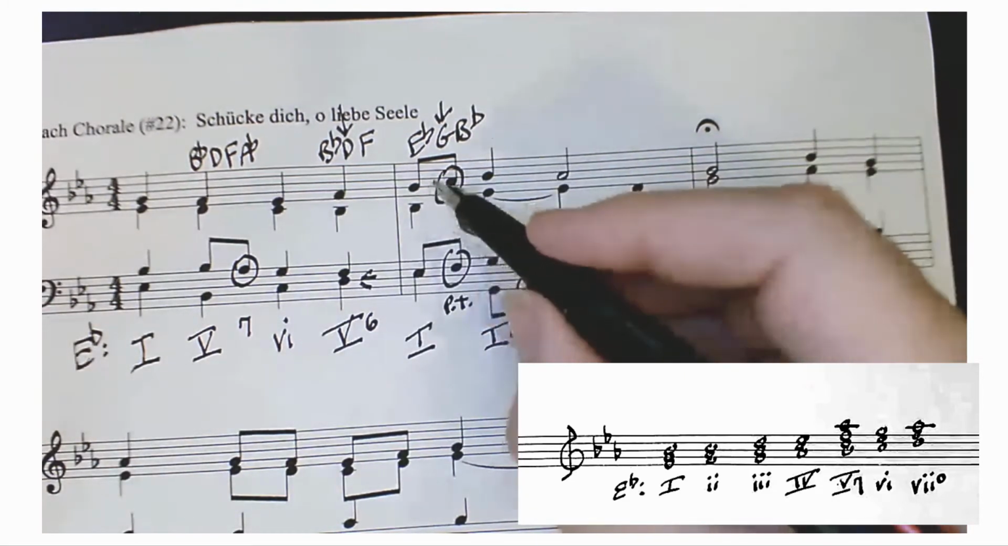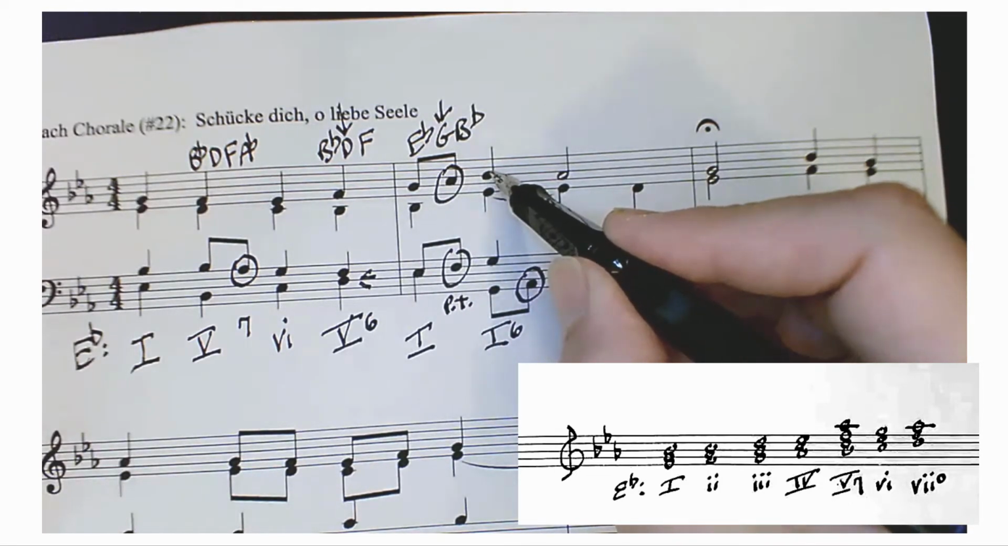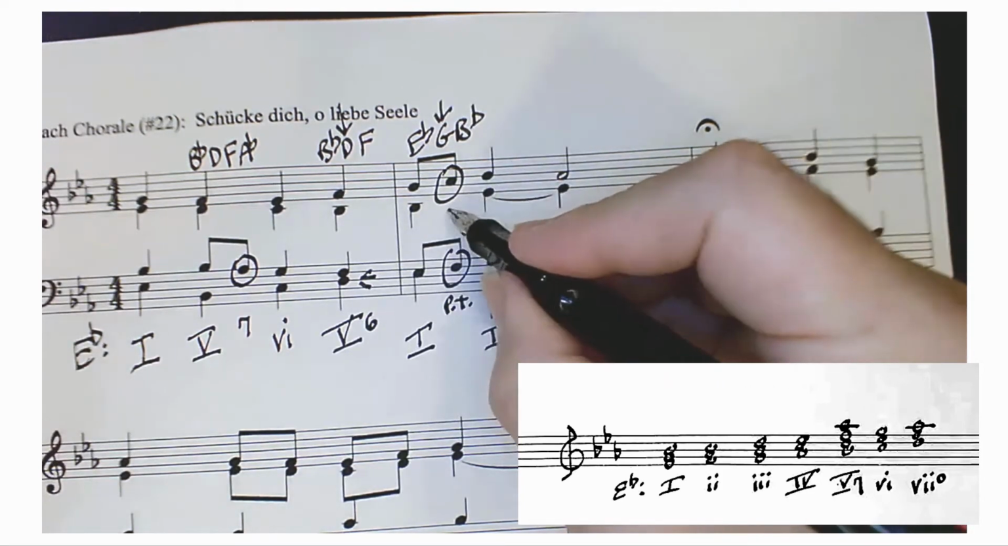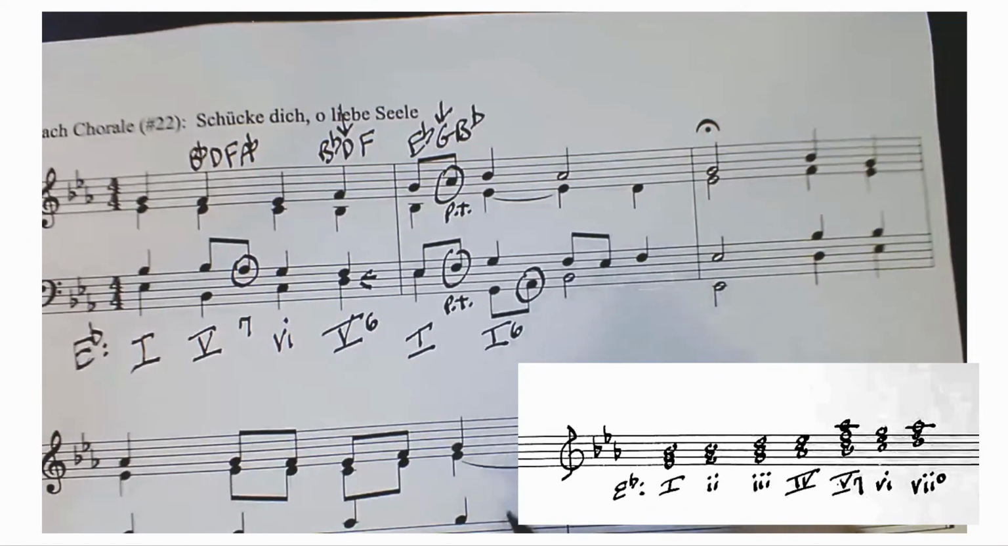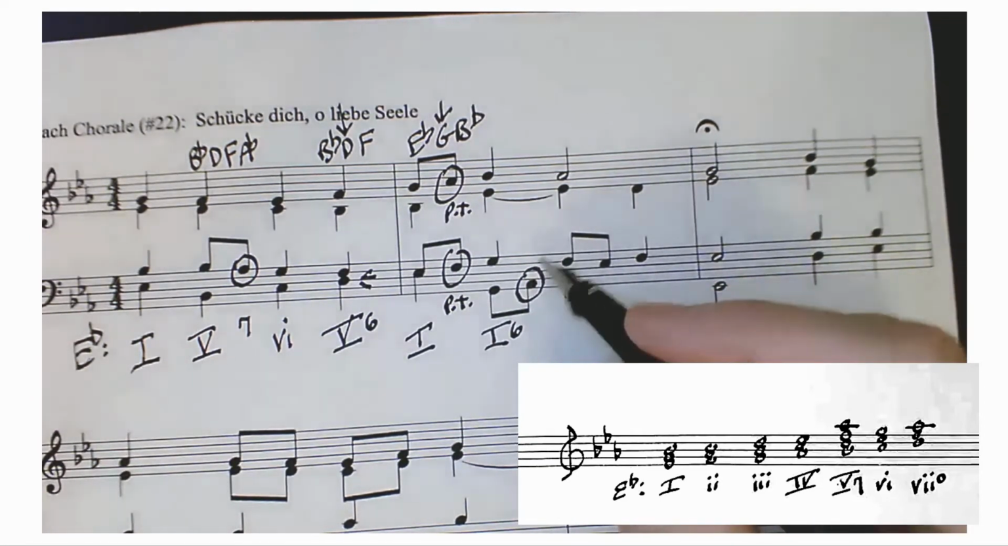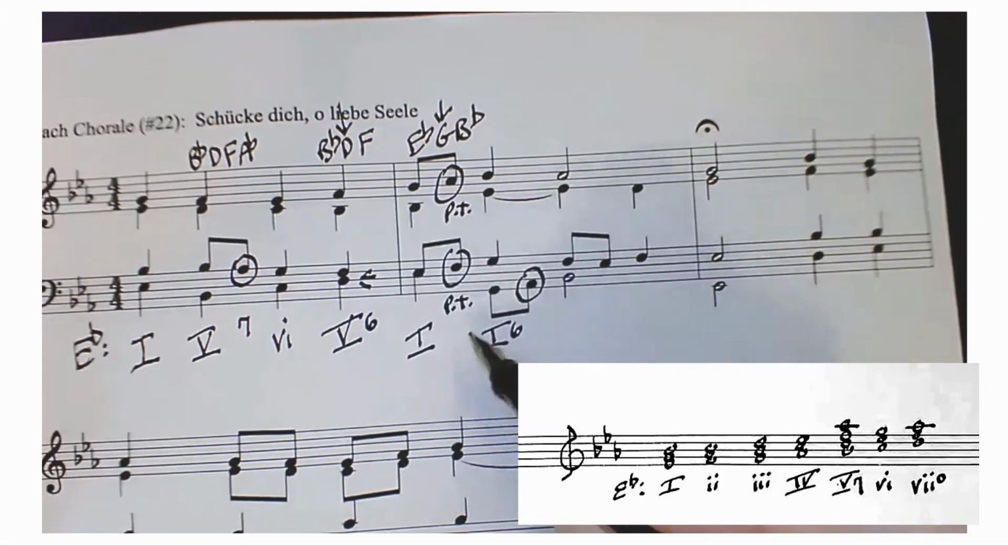In this voice, we have a chord tone followed by a non-chord tone, approached by step, and left by step in the same direction. Again, we're going to label this as a passing tone. So this is really important whenever you're analyzing music and you're seeing pitches that don't fit in the harmony. The non-chord tones, you need to circle them and you need to label them, because everything in the music should be accounted for in your analysis.